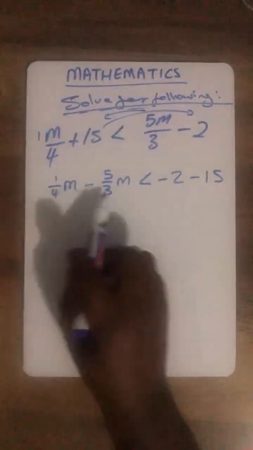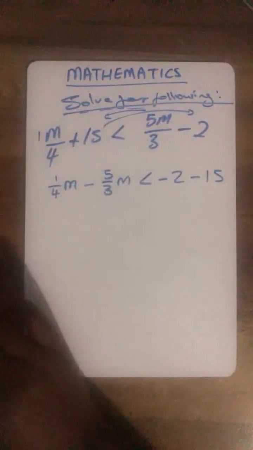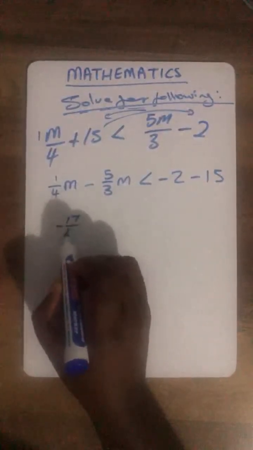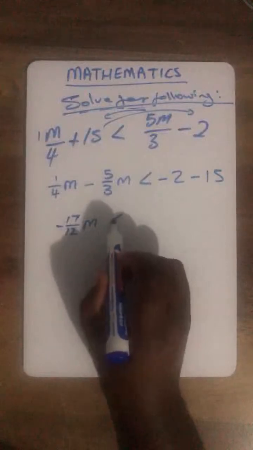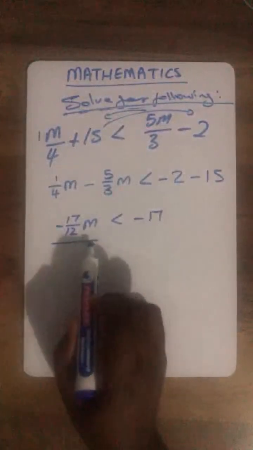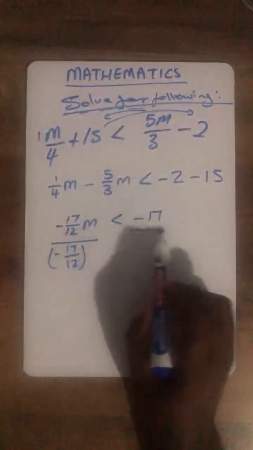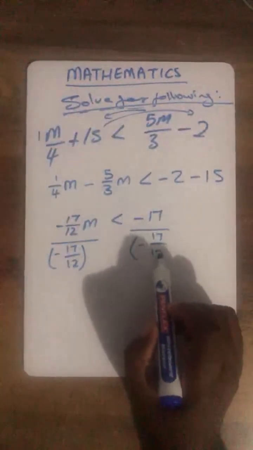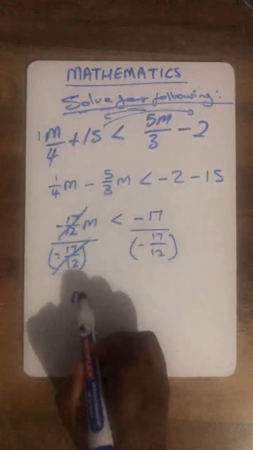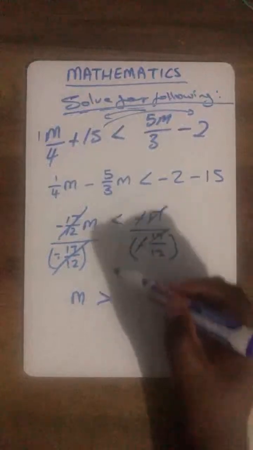Yes. So what about these two? That means you have 1 over 4 minus 5 over 3, which equals negative 17 over 12m, and then that is negative 17 there. How about you divide both sides by that negative number? So that cancels with that, but because you are dividing by a negative, it changes the sign, and then that cancels with that, and that will definitely cancel with that.